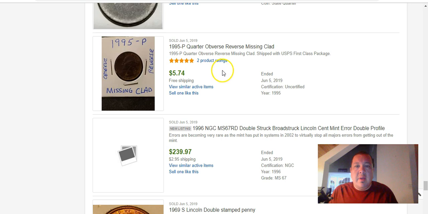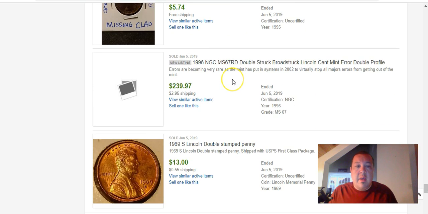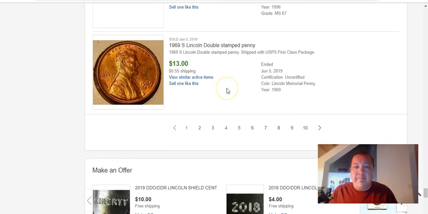$16.99. This one right here, 1995 quarter with the obverse reverse missing clad. You want to beware with something like this because environmental damage will give that appearance. Okay, this one sold for $5.74. Let's see. No picture there for that one.